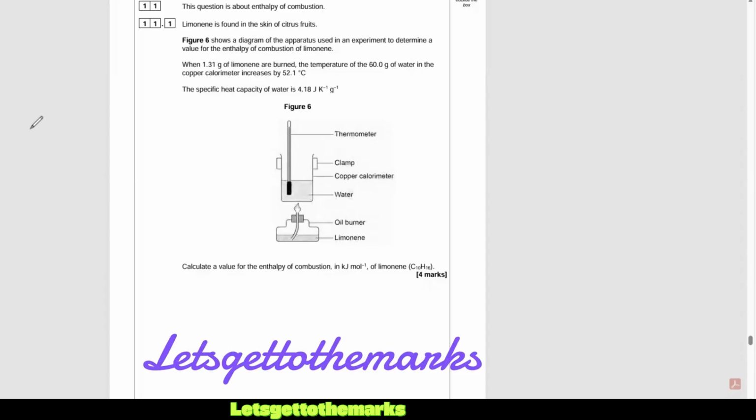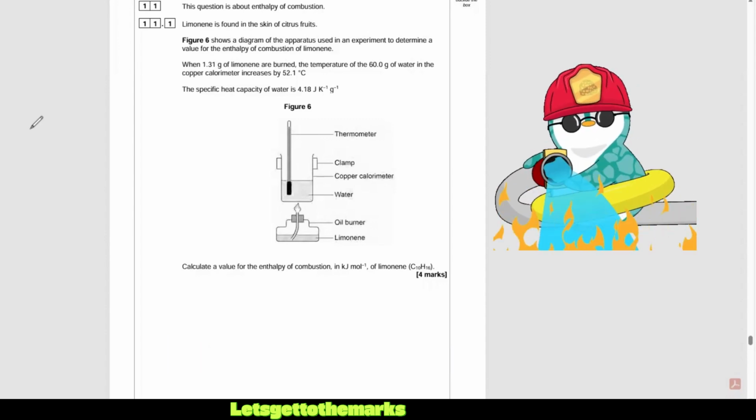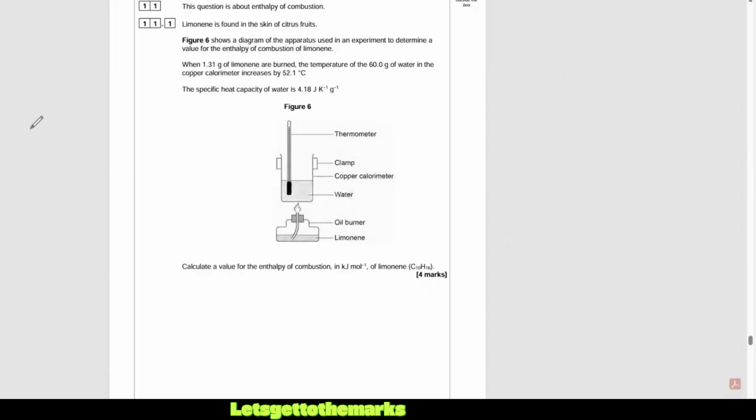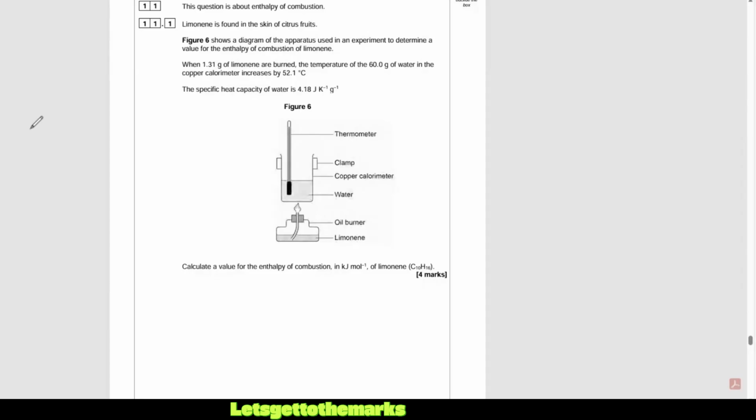I'm going through a combustion A-level chemistry question. This is from the 2024 AQA A2 chemistry paper, paper 2, the organic paper. And this question's about the enthalpy of combustion. So question 11.1: limonene is found in the skin of citrus fruits. Figure 6 shows a diagram of the apparatus used in an experiment to determine a value for the enthalpy of combustion of limonene.